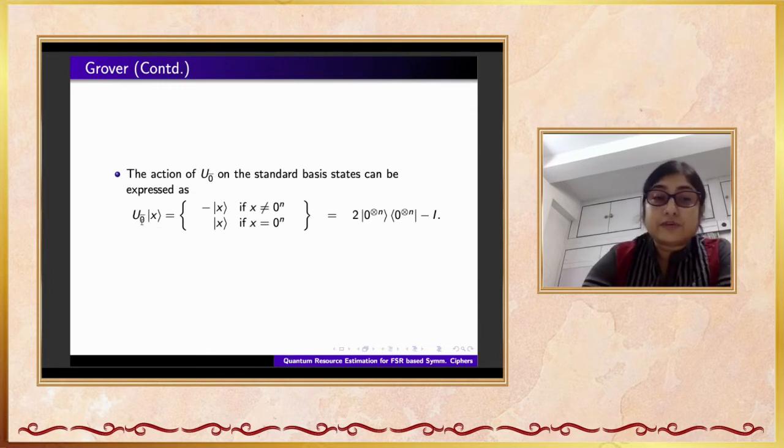Similarly, UO bar is also a unitary gate. If we use this UO bar on some state x, we will get minus x if x is not equal to all 0, and we will get x if x is equal to all 0. The matrix representation of this UO bar is this.